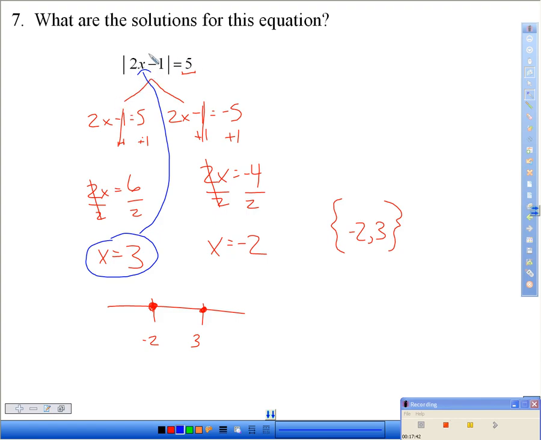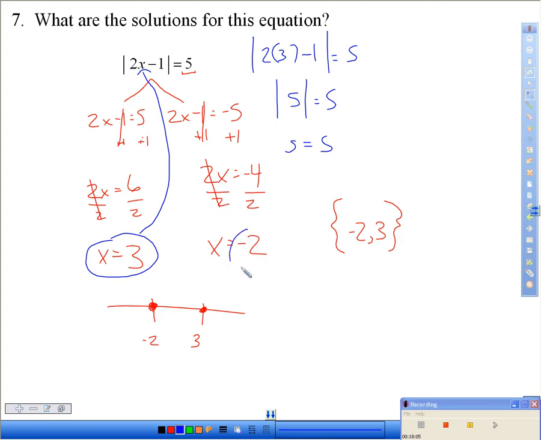2 times 3 minus 1, the absolute value of that, equals 5. So let's see, 2 times 3 minus 1 equals 5. So this would be the absolute value of 6 minus 1, which is 5. Absolute value of 5 equals 5. Well, yeah, the absolute value of 5 is 5, so 5 equals 5.